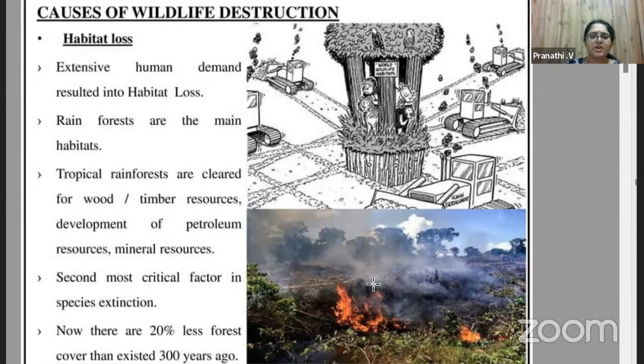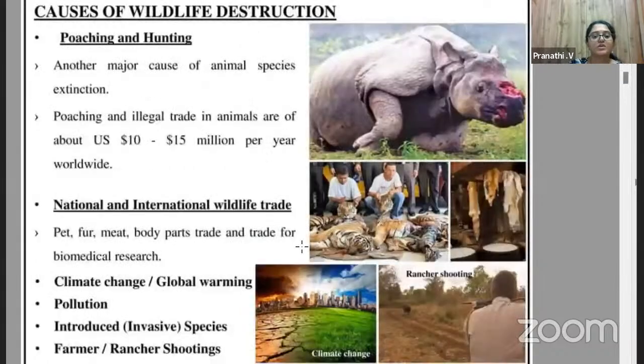When it comes to habitat loss, you can see that rainforests are where you have a lot of wildlife present. So whenever you're chopping down the forests, habitat loss is taking place. After species extinction, it is the second most critical factor causing a lot of destruction. And then you have poaching and hunting, which is totally illegal. The horn of the rhinoceros is removed from the rhinoceros, because of which it is going to die. The horn has a lot of value, no doubt about it.